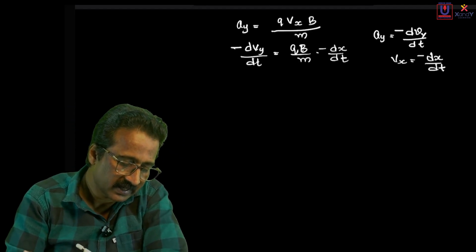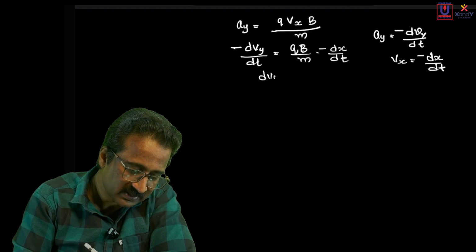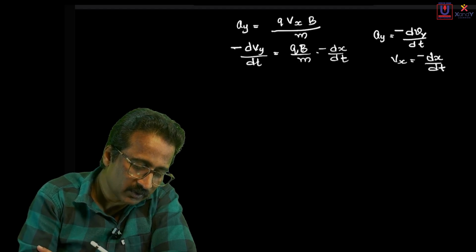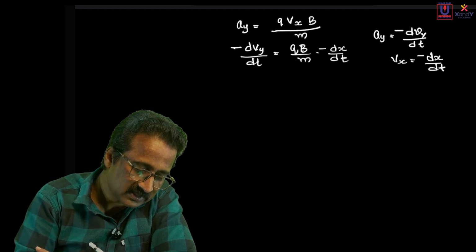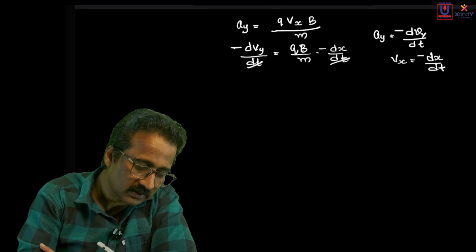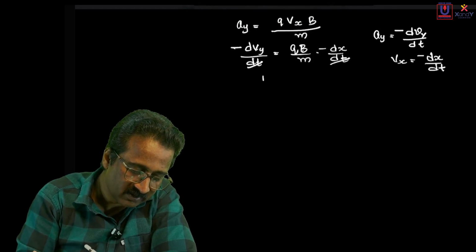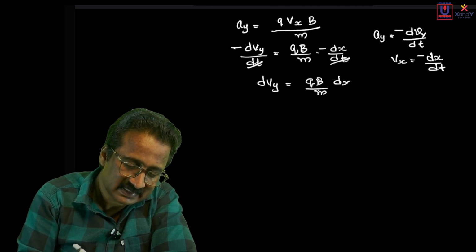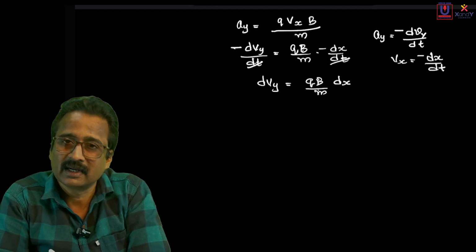Okay, now double negative cancels. Let me write it once again. dv by dt is equal to, no, not only negative, of course, that dt is also cancelled. I'm going to cancel two things here. Minus dt is okay, cancel, minus is gone. So it's going to be much more convenient now. It is dvy is equal to some qB divided by m, that into dx. This is the equation we are going to integrate.